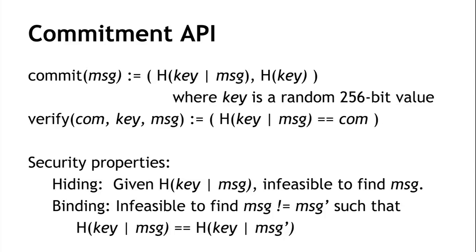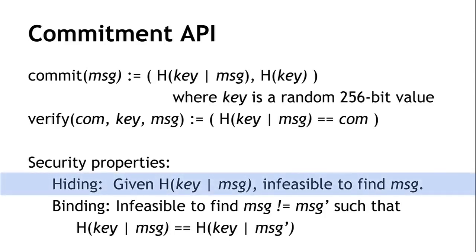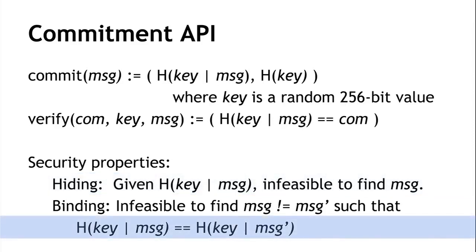So now the security properties, if we go down to the security properties that were at the bottom of the previous slide, and we just plug in the definitions of how we're going to implement this here, this used to say given COM, infeasible to find message, we just plug in what COM is. COM is the hash of key concatenated with message. And similarly down here, this is what happens when we take what was written there before and plug in the definition of verify and COM. Okay, so now what these properties become, the first one is given h of key concatenated with message, it's infeasible to find message. Well, it turns out that that's exactly the hiding property that we talked about before.